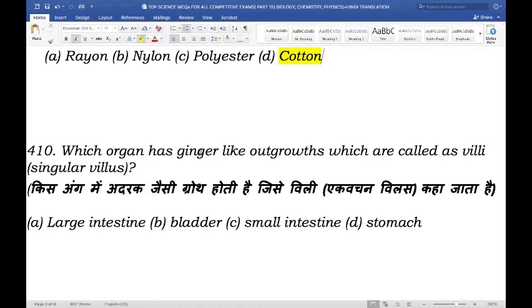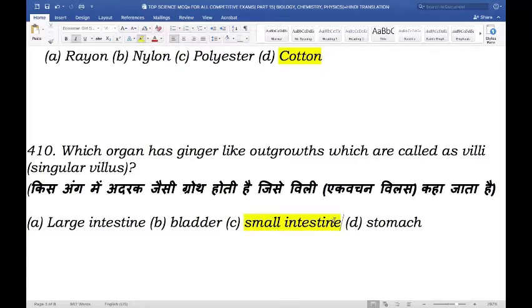Next, which organ has finger-like outgrowths which are called villi, and when referring to a singular villi, it's called villus? Is it the large intestine, the bladder, the small intestine, or the stomach? And the correct answer here is small intestine.